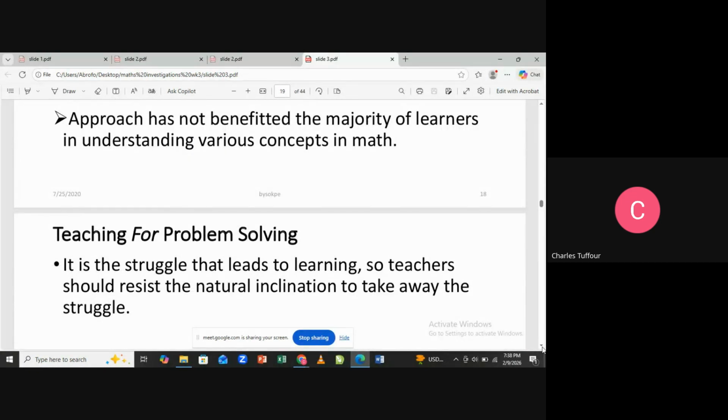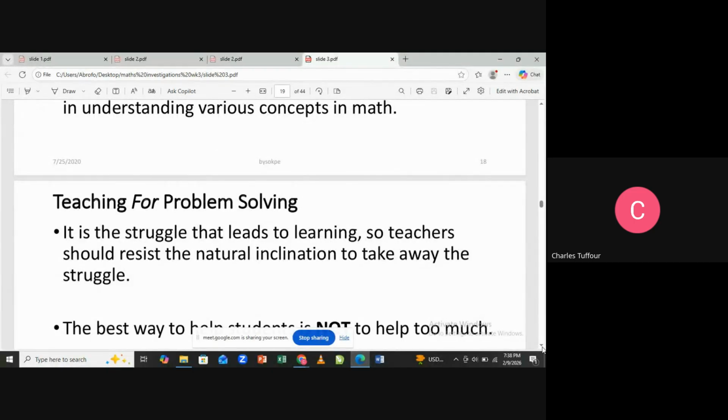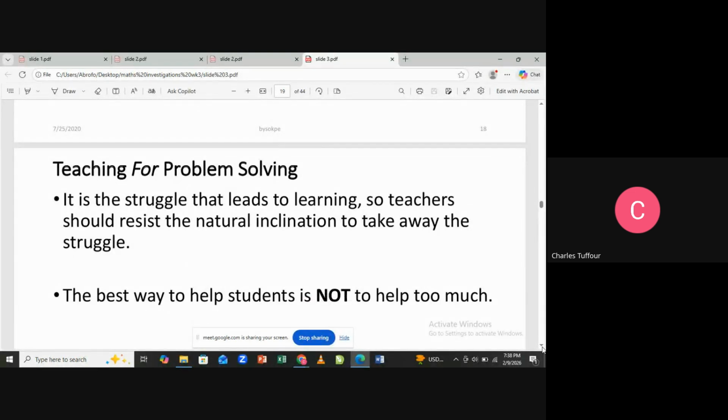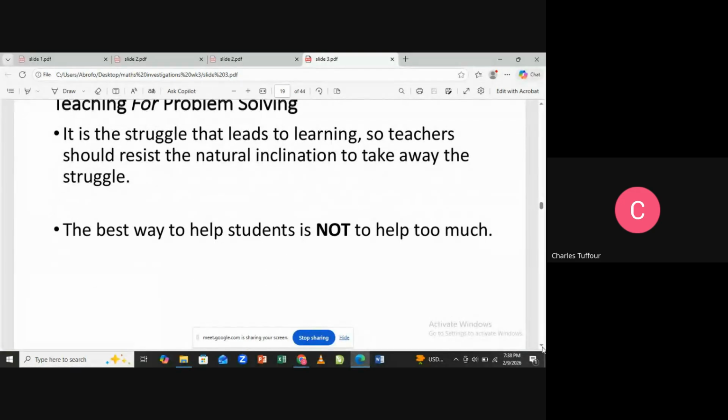Teaching for problem solving. It is the struggle that leads to learning. So teachers should resist the natural inclination to take away the struggle. The best way to help students is not to help too much. Please, a very important thing here. The best way to help students is not to help too much. I want an explanation here. Somebody should help me. How will you explain this sentence?